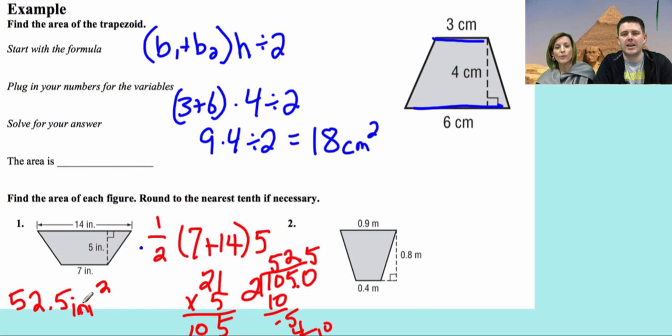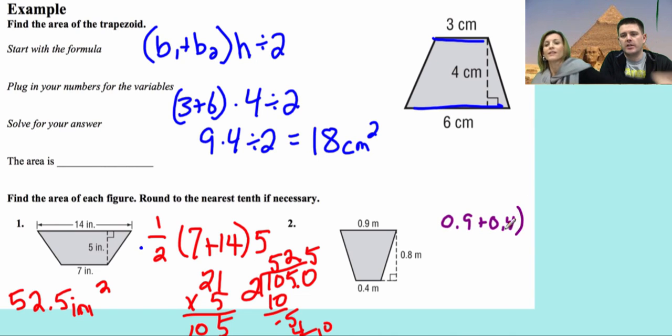Is that enough room? Next one, I think I can fit it in there. Same thing. You're going to add the two bases together, multiply times our height, and then divide by 2. So I'm going to do 9/10 plus 4/10. Mrs. King's going to double check my math. Times 8/10, and then I'm going to come back and divide by 2.